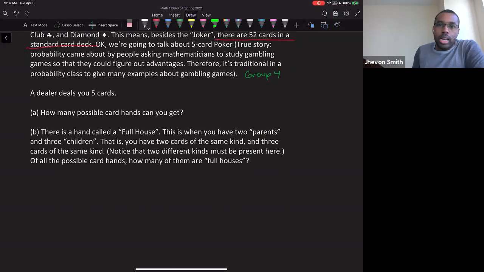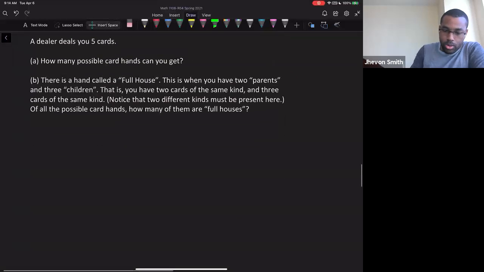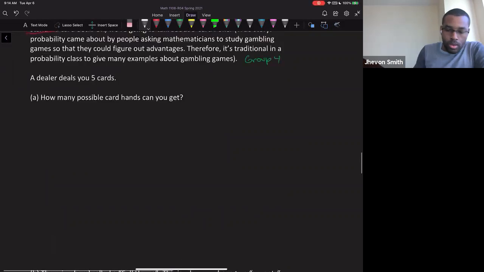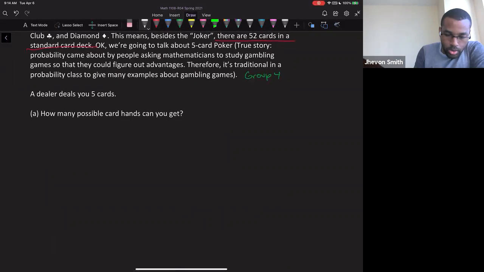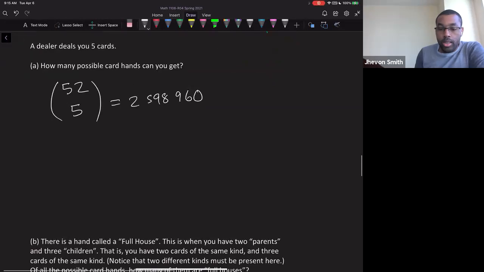So a dealer deals you five cards. How many possible card hands can you get? And what did you guys do here? Group four. For this one, I put it in the calculator. I put 52 NCR 5. Okay. Yeah. So here it's 52 choose 5. And that is correct. How much was that? Did you calculate it? Yeah, I got 2,598,960. Yes, that is correct.